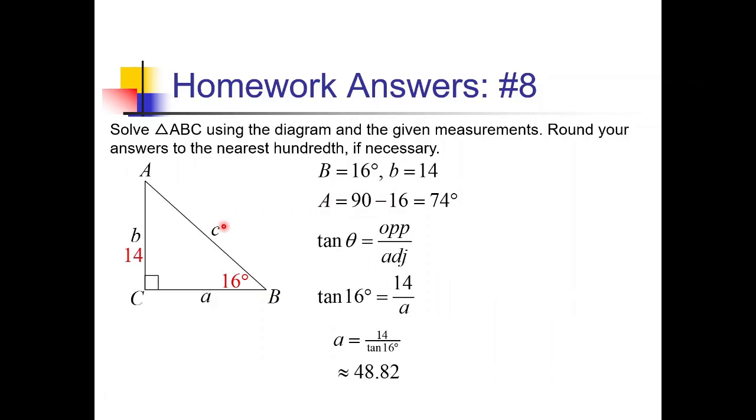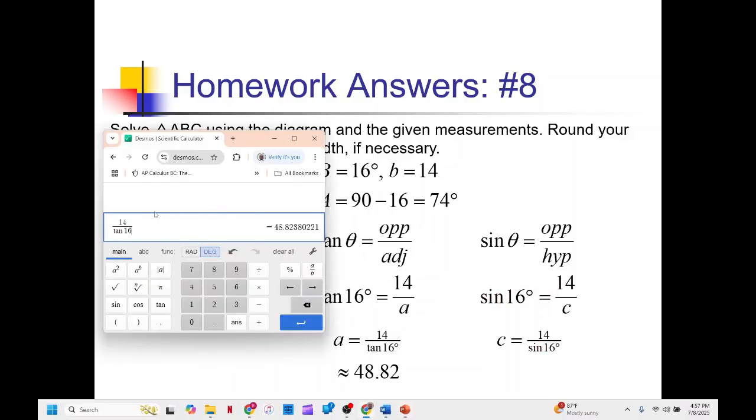Let me also find side C now. So this was the hypotenuse, and again, I've already got the opposite side. So if I'm dealing with opposite and hypotenuse, that's the SO from SOHCAHTOA. So sine equals opposite over hypotenuse. So sine of 16 equals 14 over hypotenuse C. I'm going to do something similar to what I did over here. This time I'm going to switch the C and the sine of 16. So I have 14 over sine of 16. I already have 14 over tan of 16, so let me just replace tan with sine, and that gives me a different answer of 50.79.